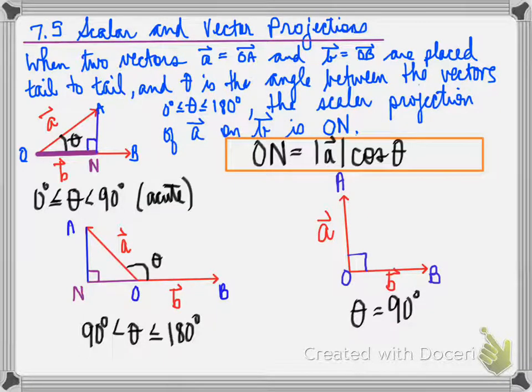This formula you see in orange represents the scalar projection ON, and it is a representation of the cos theta. So ON is the scalar projection of A on B such that it equals the magnitude of A times cos theta. Let's go on to the next page. Note the obtuse angle and the right angle.